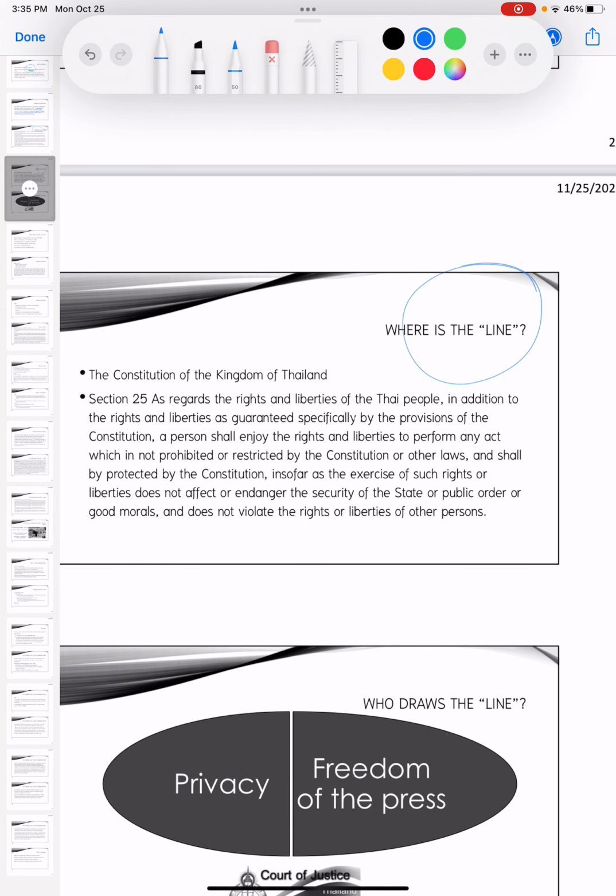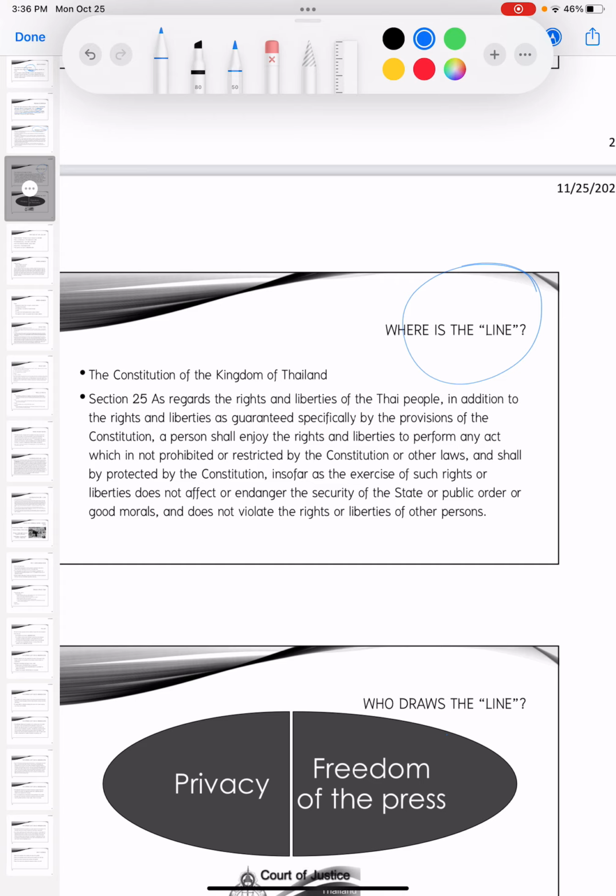And the line, we don't exactly know where the line is, but at least we have a list of criteria. It could be core criteria, or we have something to think about, to do the assessment.